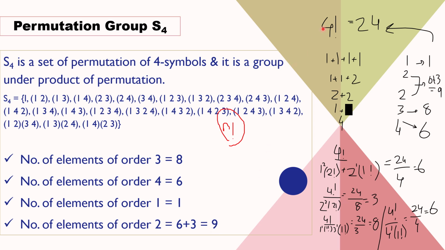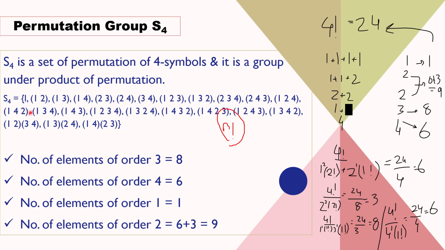We take the main thing, which is the number of elements inside the group itself, which is 4 factorial equals 24. Then we take 4 and write it in all the forms we can: 4 can be written as 1 plus 1 plus 1 plus 1, 1 plus 1 plus 2, 2 plus 2, 1 plus 3, and 4. These are all the ways in which we can write 4. We can divide 4 and write it in this manner. So from the first one, we have only 1, so from here you will get the number of elements of order 1. What you do is you perform the formula.